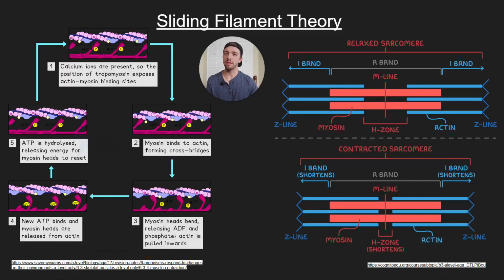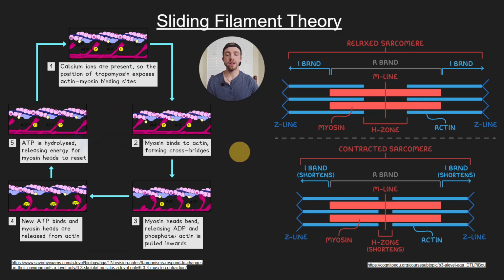Once we have this flood of calcium ions into our sarcoplasm, which is our specialized cytoplasm, our cytosol of our skeletal muscles, we can come up here to step number 1. Okay, so calcium ions are present. So the position of our tropomyosin exposes these actin-myosin binding sites. So tropomyosin is a binding protein that surrounds our actin filaments, and when calcium is present, there's a conformational change in the tropomyosin to expose binding sites.